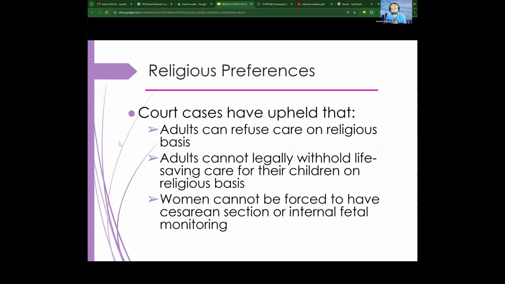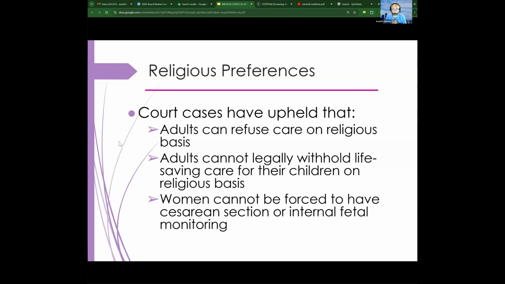Now, there are some other contextual features that it's helpful to know, other preferences that do impact and matter, and that may be harder potentially to explain, but have been upheld. So when we think about religious preferences, adults can refuse care based on stated religious preferences. Even if they can't explain the reasoning beyond, this is what my belief system values, courts have upheld that that is an appropriate and reasonable reason for a patient to refuse care, and it's one that we should respect.